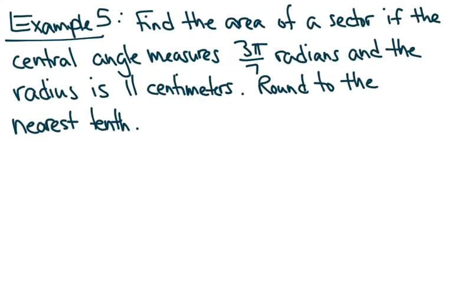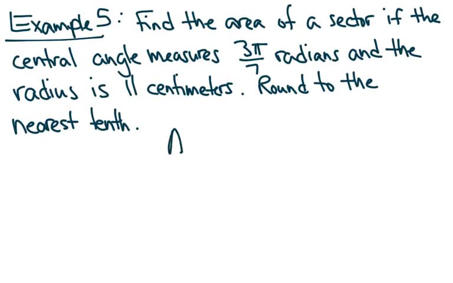Be careful when doing these area of a sector and arc length problems, because if they give you an angle in degrees, you need to change it to radians. If they give you an angle in radians, then you can just plug it into the formula as is. So we're going to find the area of a sector if the central angle measures 3 pi over 7 radians and the radius is 11 centimeters, and round to the nearest tenth.